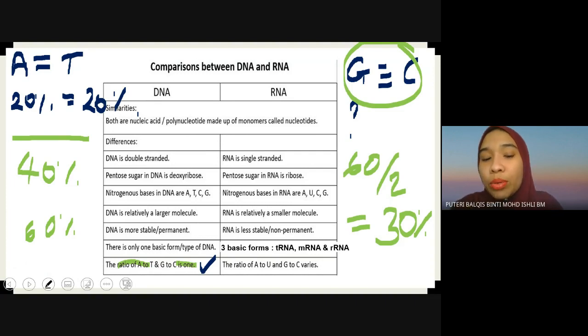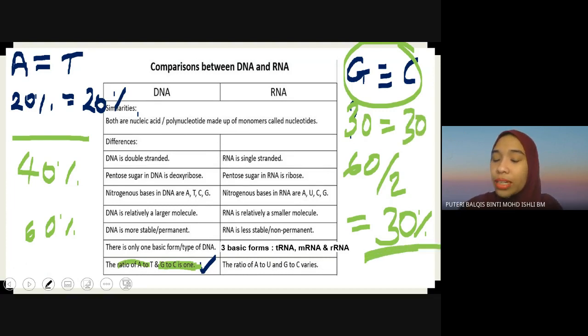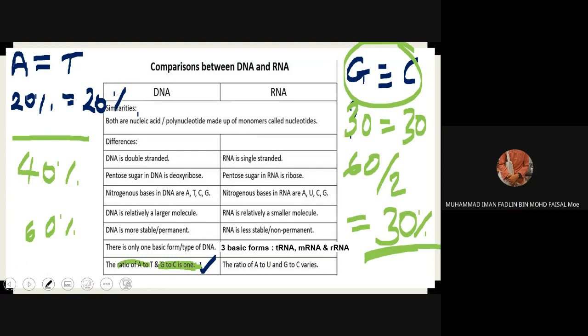Sebab amount of G dengan C mestilah sama. Sebab the ratio of G to C is 1. G kena sama jumlah dia dengan C. So kalau 60, kena sama banyak lah. So bahagi je lah 2. So dapatkanlah kat sini jawapan dia 30. Okay, boleh ke? Boleh sir.